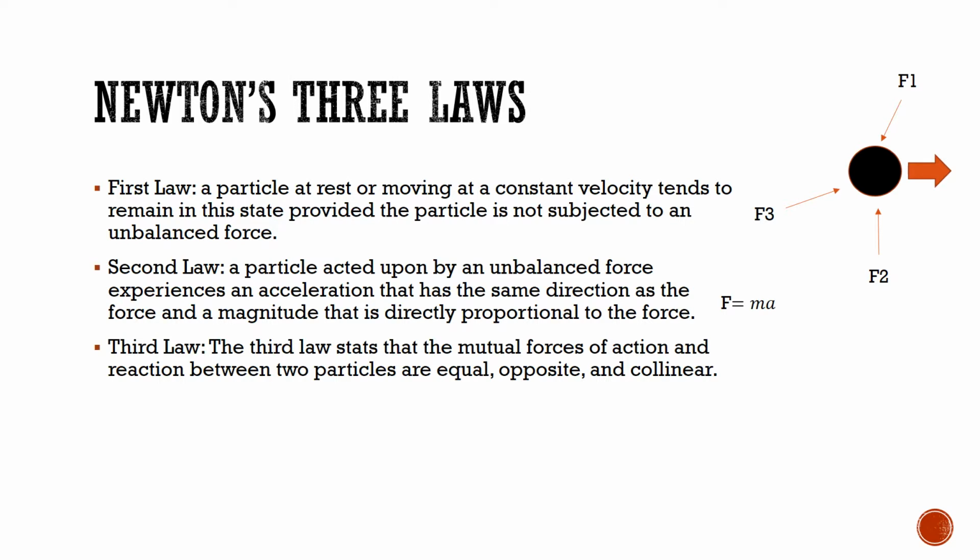The second law states that a particle acted upon by an unbalanced force experiences an acceleration that has the same direction as the force and a magnitude that is directly proportional to the force. This is where the equation force equals mass multiplied by acceleration, or F equals ma, comes from. The third law states that the mutual forces of action and reaction between two particles are equal, opposite, and collinear.